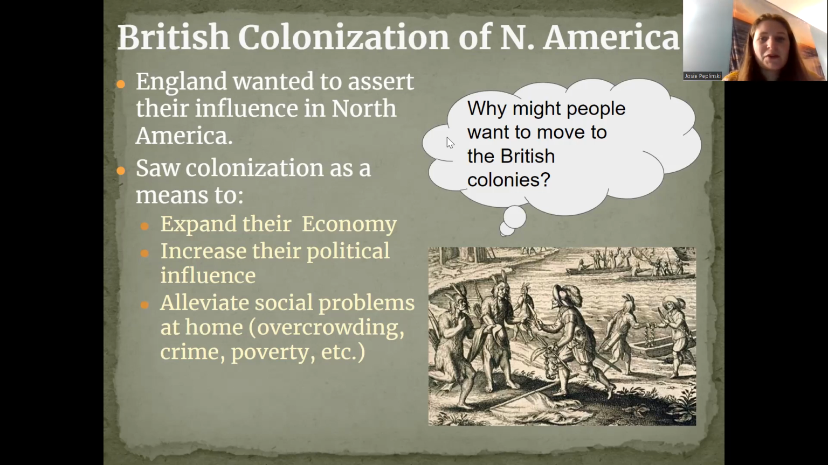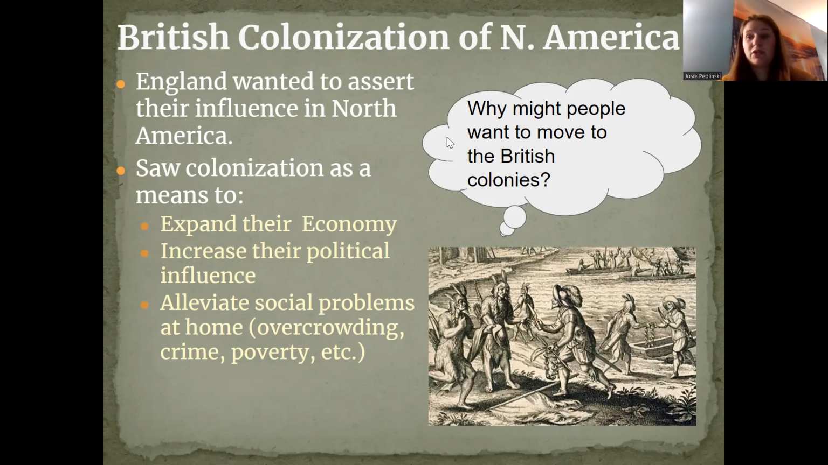So let's talk about a few of the specific colonies that the English create in what becomes the United States. England is trying to assert their influence in North America. They've chosen to focus on North America. Spain has reigning influence in South America, as well as Portugal. So the English see colonization as a way to expand their economy, increase political influence, and alleviate social problems like overcrowding, crime, and poverty.